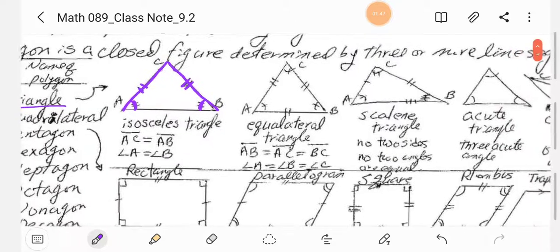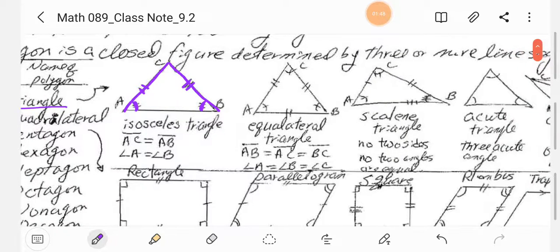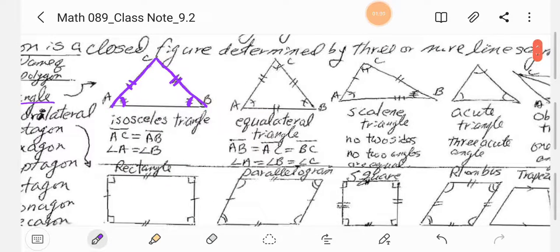Then what if three sides are the same? What do you call this triangle? If three sides are the same, then it is an equilateral triangle. Since three sides are the same, the three angles are also the same. The measure of these three angles are the same, so each angle will be 60 degrees, right? 60 degrees, each of them.